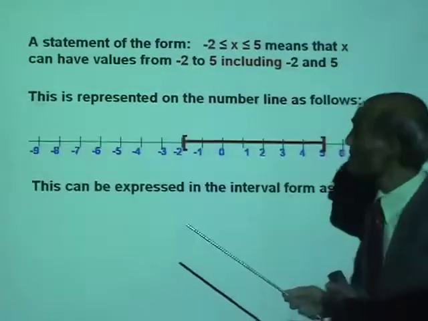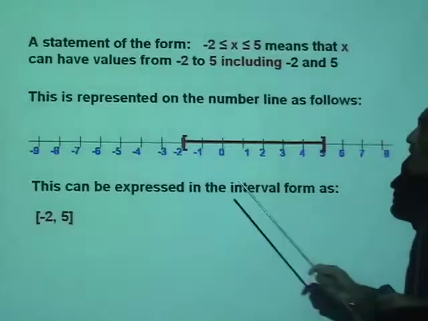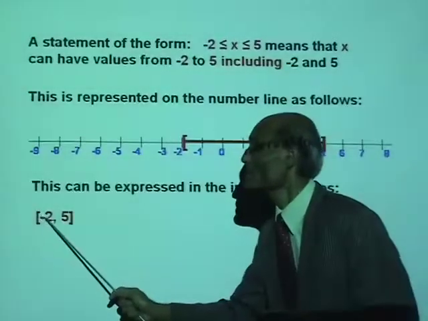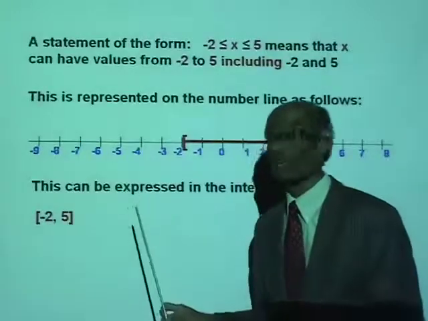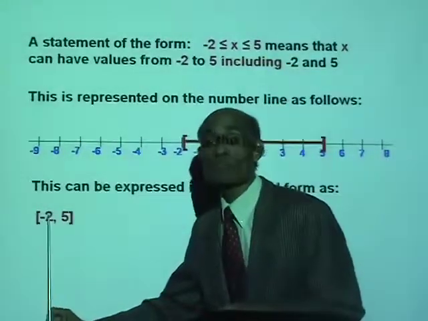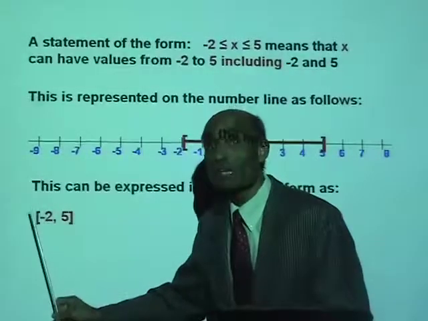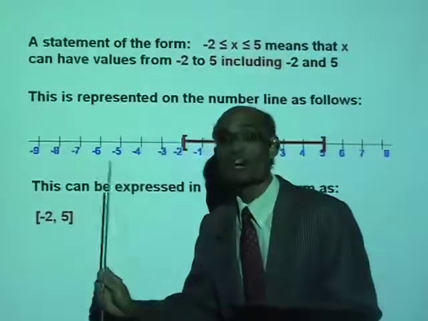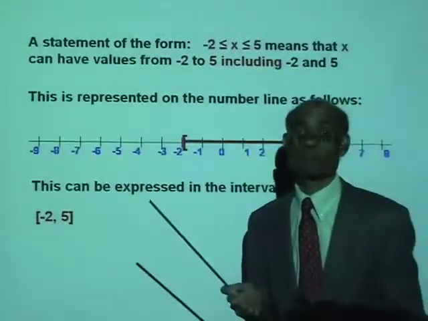And in interval notation, how do we write that? That will be bracket negative 2, 5, bracket closed. It means all numbers from negative 2 to 5, including negative 2 and 5, are solutions of this inequality. Okay?